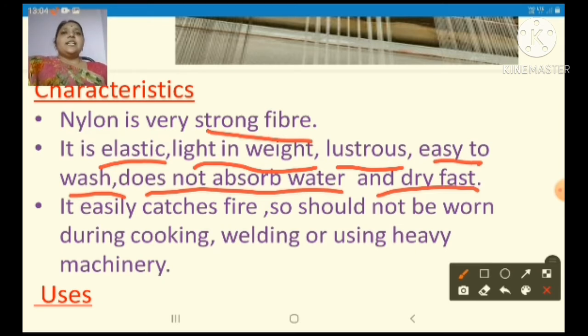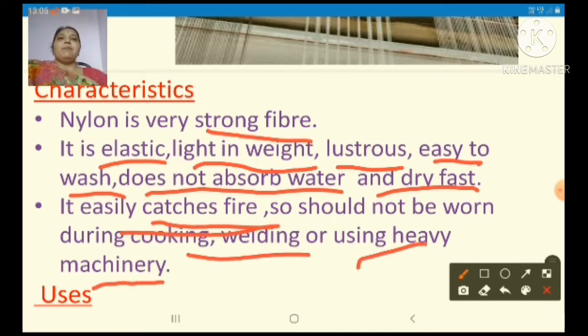You can see the synthetic fiber nylon has many advantages. It is elastic, light in weight, lustrous, easy to wash, does not absorb water, and can even dry fast. But one of the disadvantages is that it easily catches fire. As nylon is made from chemicals, it can easily catch fire. So you have to be very careful when you are using nylon fabric. That means when we are cooking, welding or using heavy machinery, it is better not to wear nylon clothes as this fabric easily catches fire.